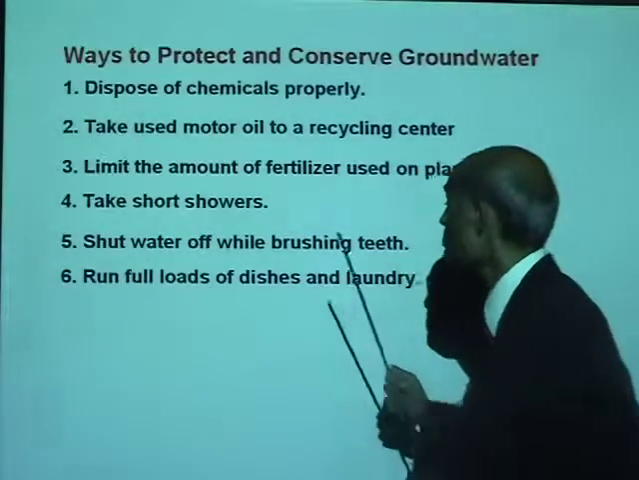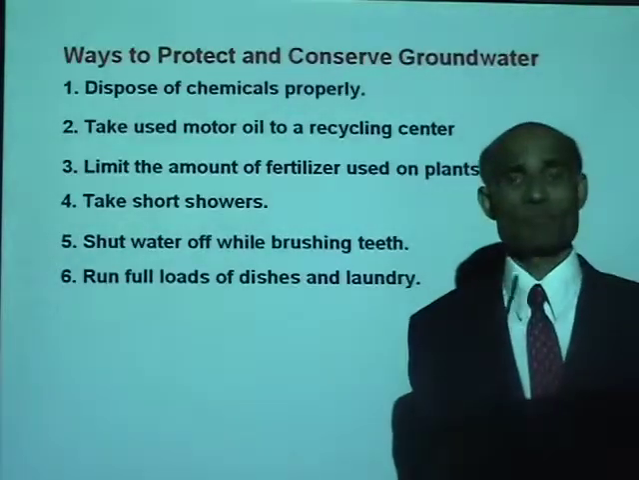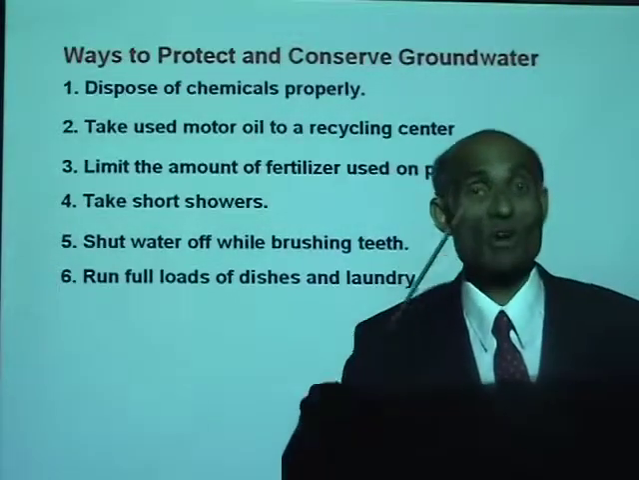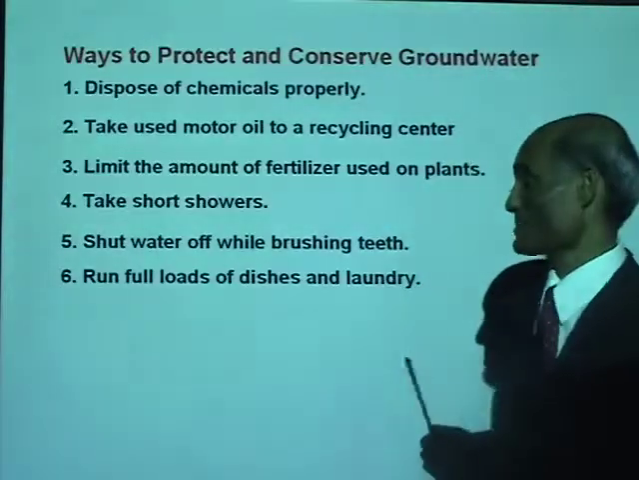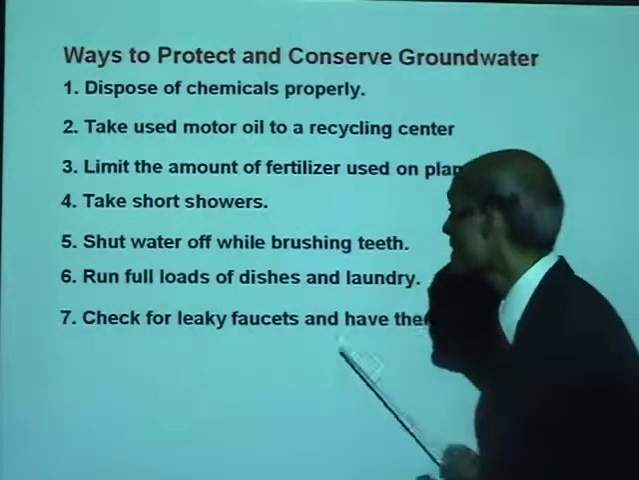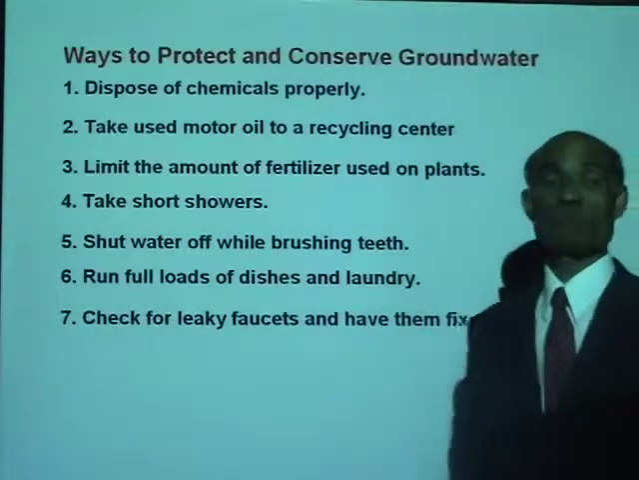Run full loads of dishes and laundry. You see, that will not only conserve water, it will conserve electricity as well. Now, check for leaky faucets and have them fixed.